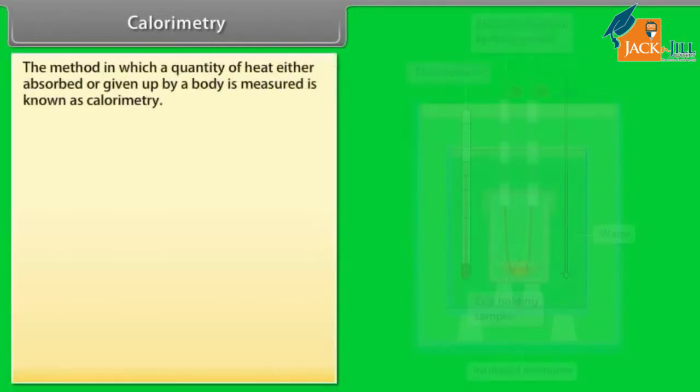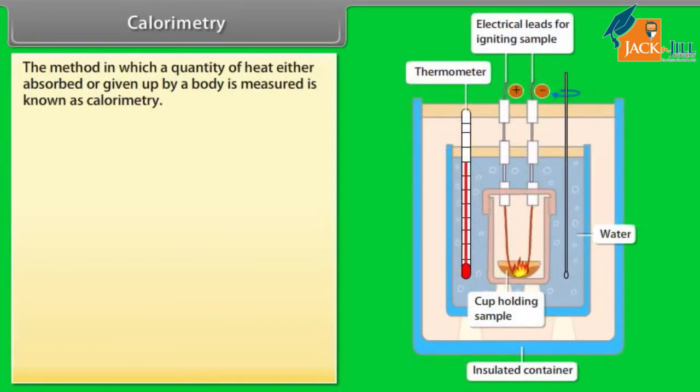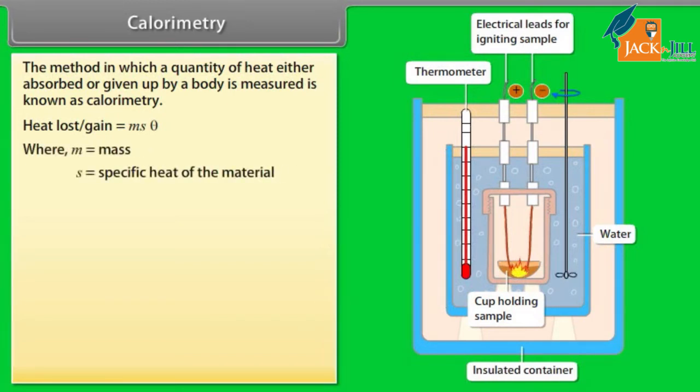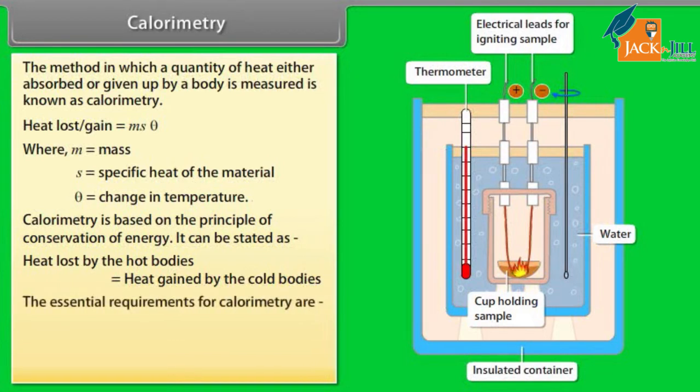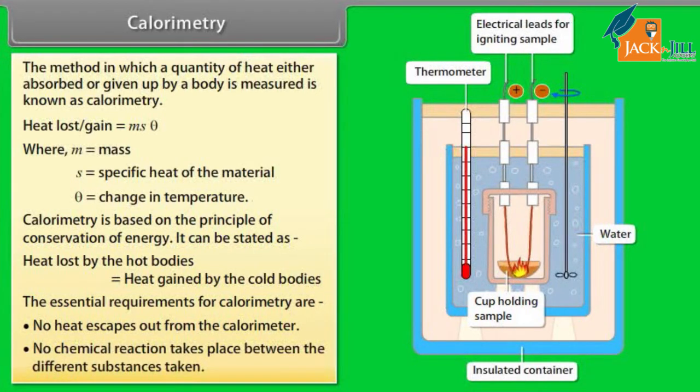Calorimetry. The method in which a quantity of heat either absorbed or given up by a body is measured is known as calorimetry. Heat loss or gain is equal to m s theta, where m is mass, s is the specific heat of the material, and theta is the change in temperature. Calorimetry is based on the principle of conservation of energy. It states that heat lost by the hot bodies is equal to heat gained by the cold bodies. The essential requirements for calorimetry are: no heat escapes out from the calorimeter, and no chemical reactions take place between the different substances taken.